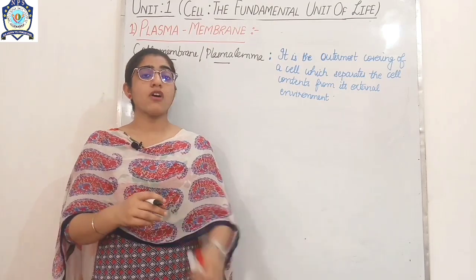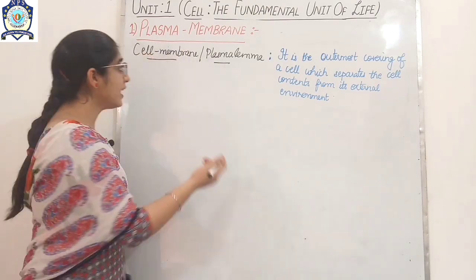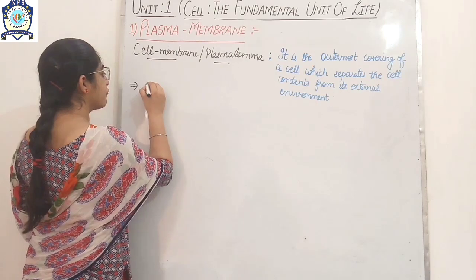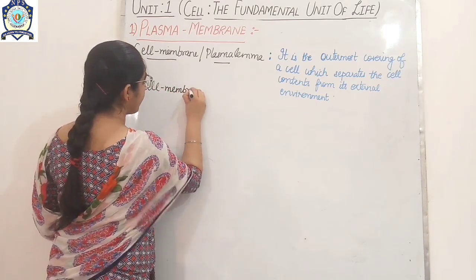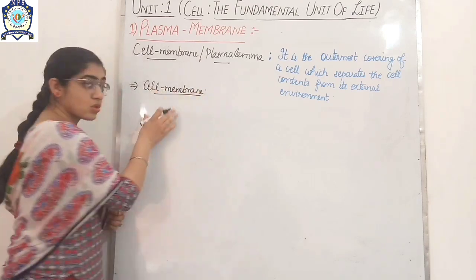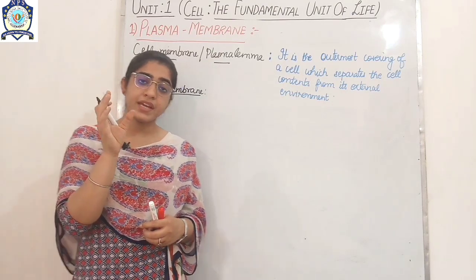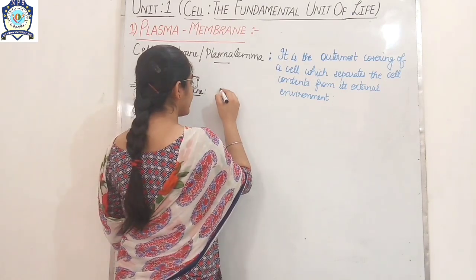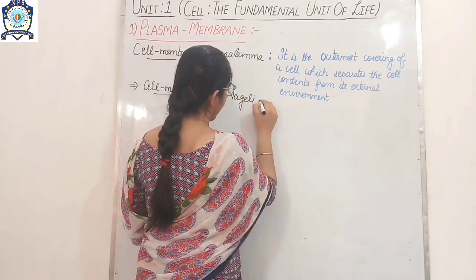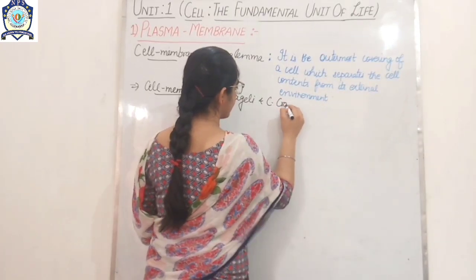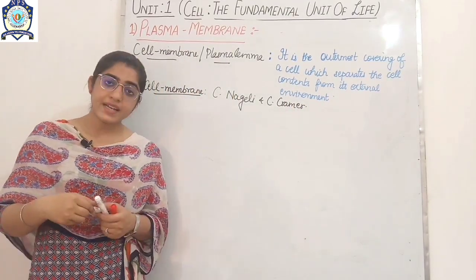Now if we talk about the discoverer of the cell membrane, the term cell membrane was firstly coined by C. Naegeli and C. Kramer. So cell membrane के discoverer कौन है? C. Naegeli and C. Kramer.